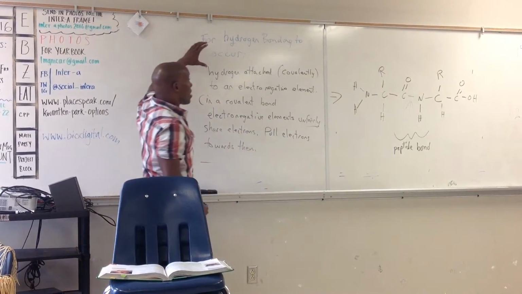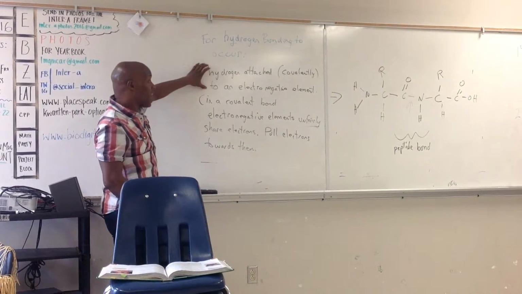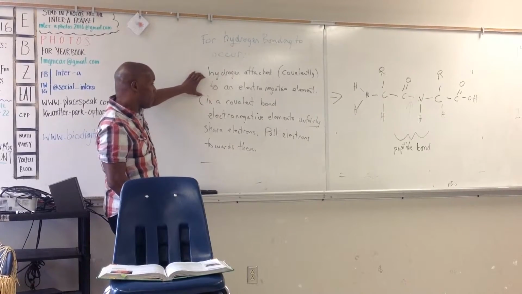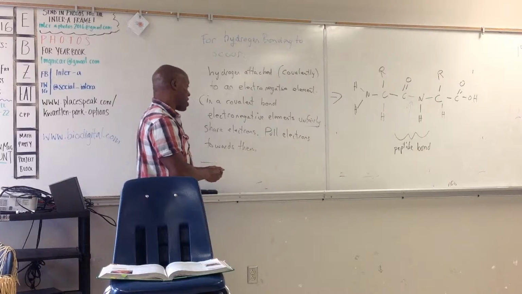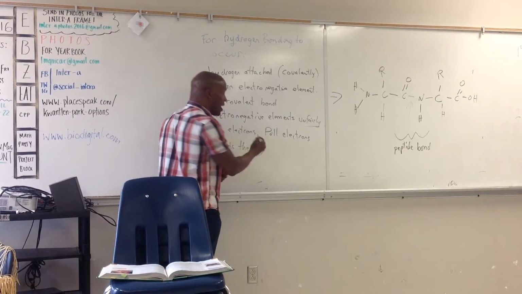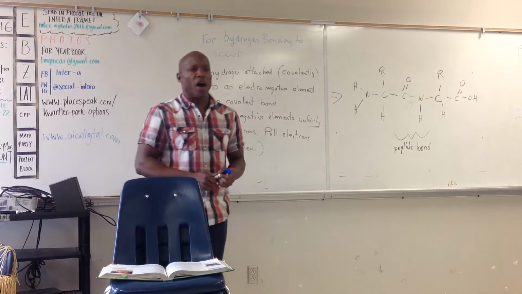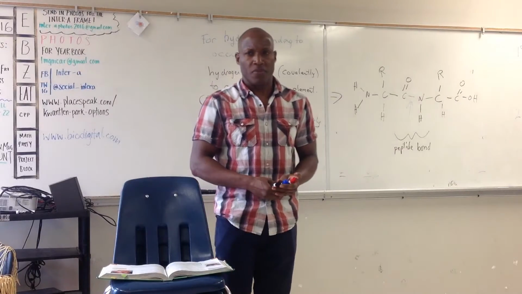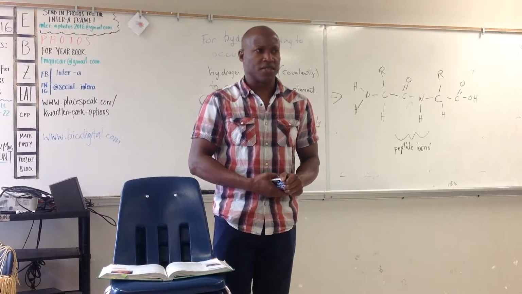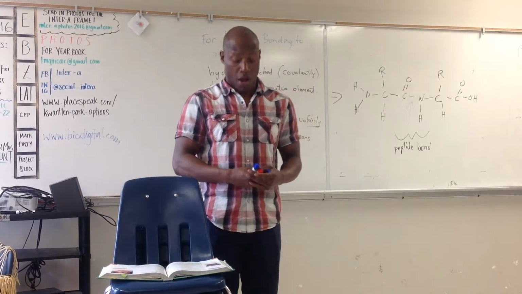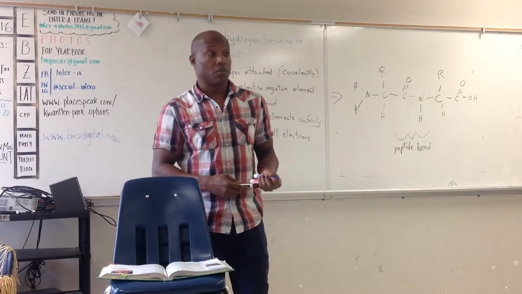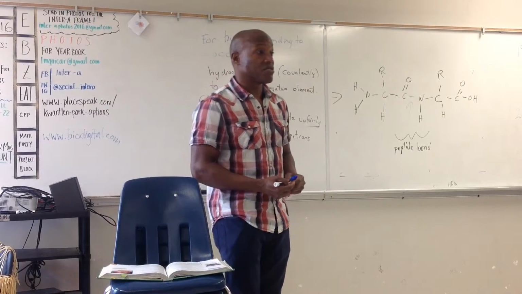So, for the hydrogen bond, first we need hydrogen attached covalently to an electronegative element. In a covalent bond, these electronegative elements unfairly share electrons. They pull electrons towards them. And who are these bullies? The carbons? No, not carbon. Carbon is really good at sharing.